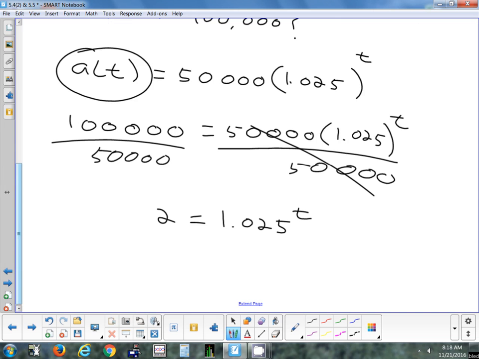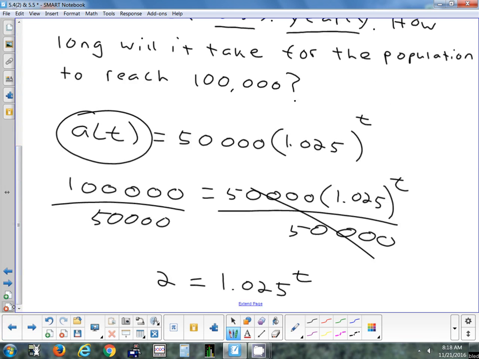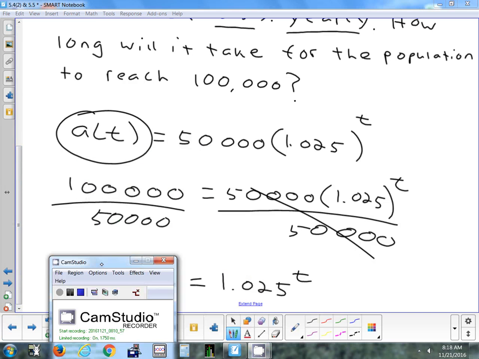All right. And now what would I do? What's the only thing I know how to do with something like that? Remember what we can do with that? Something we learned, I think, back in section 5.4. Let me bring it up.